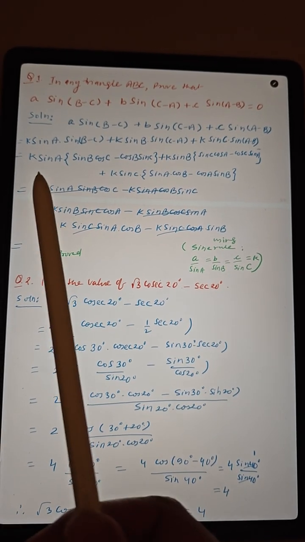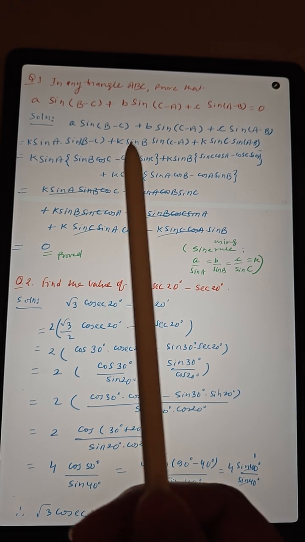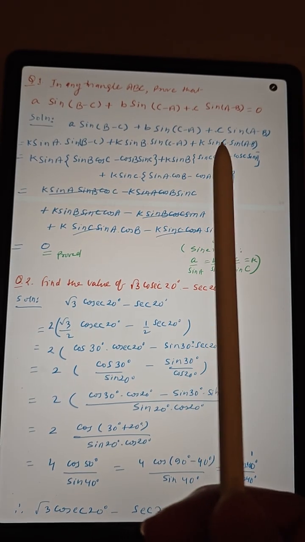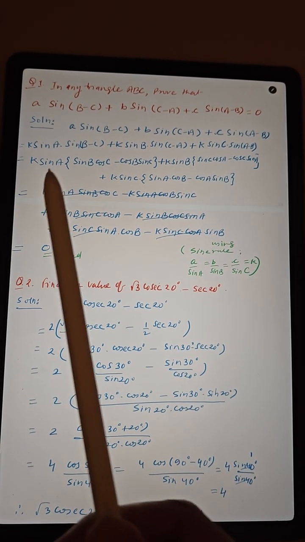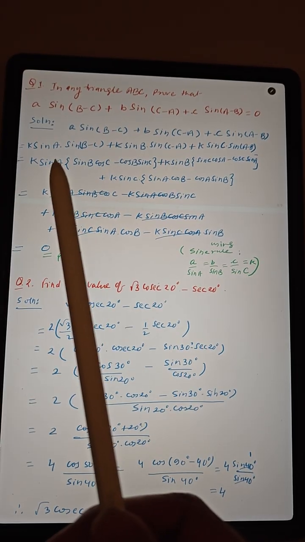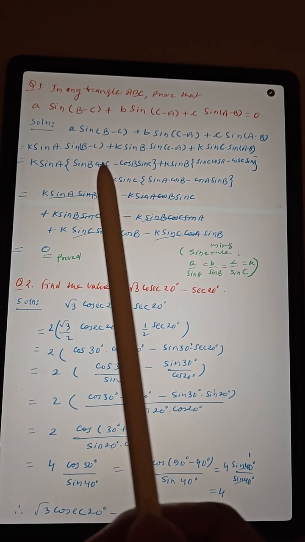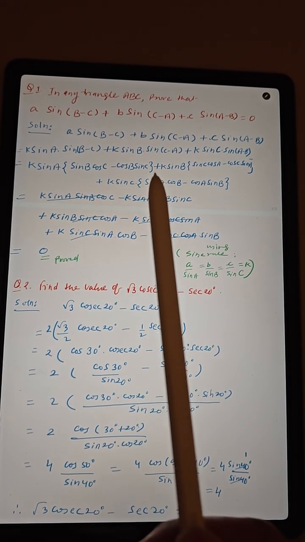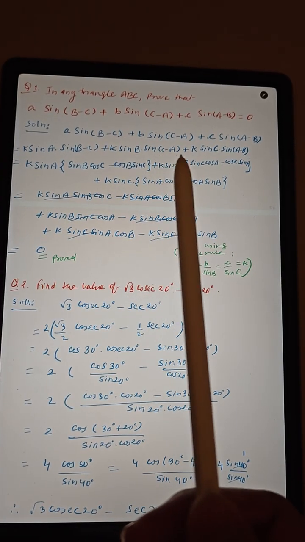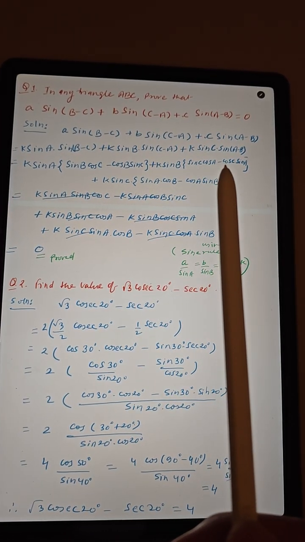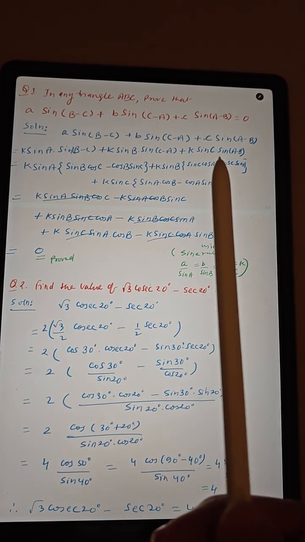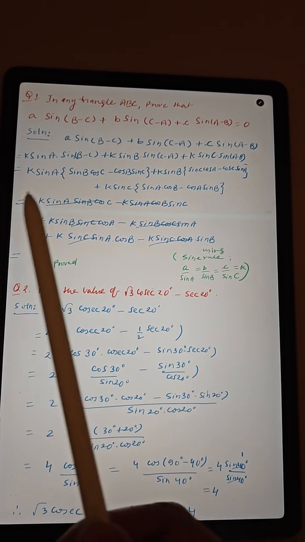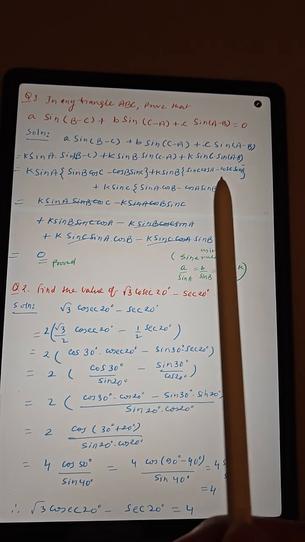So k sin A sin(B minus C), plus similarly for b, k sin B sin(C minus A), similarly for c, k sin C sin(A minus B). Now open the bracket: sin(B minus C) can be written as sin B cos C minus cos B sin C, plus k sin B times sin(C minus A), which can be written as sin C cos A minus cos C sin A. Again k sin C times sin(A minus B), which can be written as sin A cos B minus cos A sin B. Now multiply one by one to all three terms.